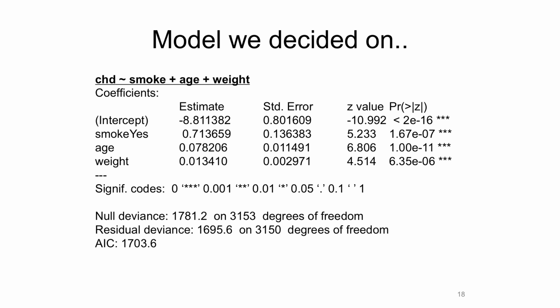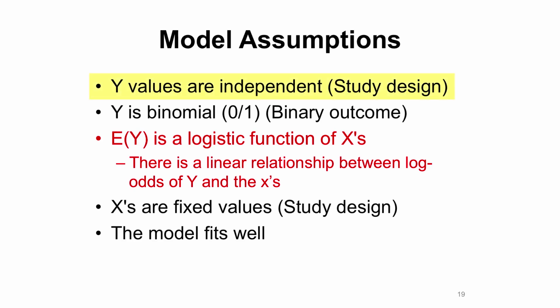Okay, so let's return to our model from tutorial 6. This is the model that we had decided on when analyzing the effect of smoking on CHD. Let's say that we've decided that this is our final model. The next thing that we need to do is check our model assumptions. The first assumption is that Y values are independent, which requires knowledge of study design. The second assumption is that Y is distributed binomially given X. We don't need to check this because if we have a binary outcome, Y is binomial.